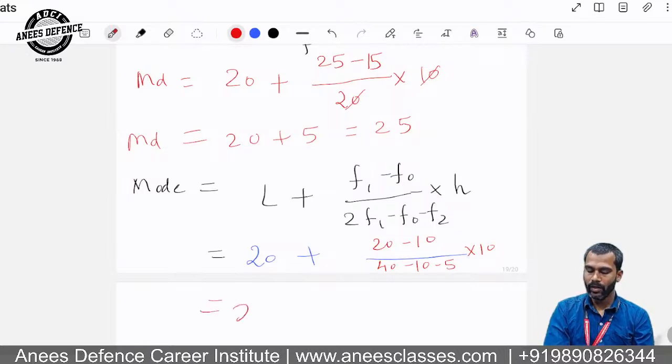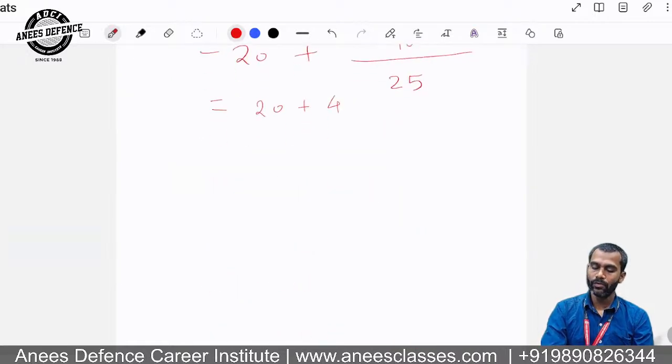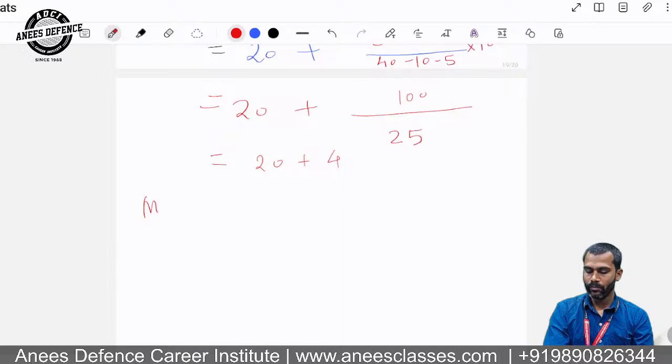Now 20 plus. This is nothing but in the denominator what we are getting, 25. And here in the numerator 10 into 10, that is 100. Yes or no? That is 4. So 20 plus 4. So what is mode? 24. Mode is 24.